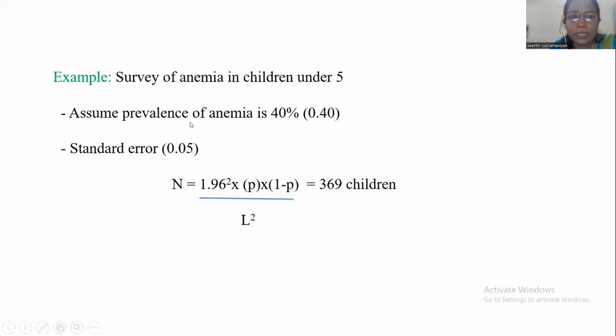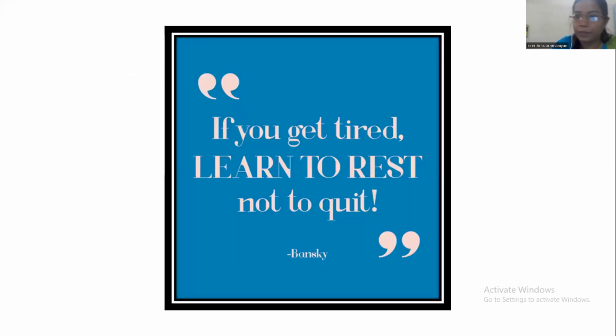So see the example here. Survey of anemia in children under 5. Assume the prevalence of anemia is 40% and the error that you are allowing is so much. I've just substituted, and this is the sample size. This was the time that I had actually decided to give you all a break, but let's continue.